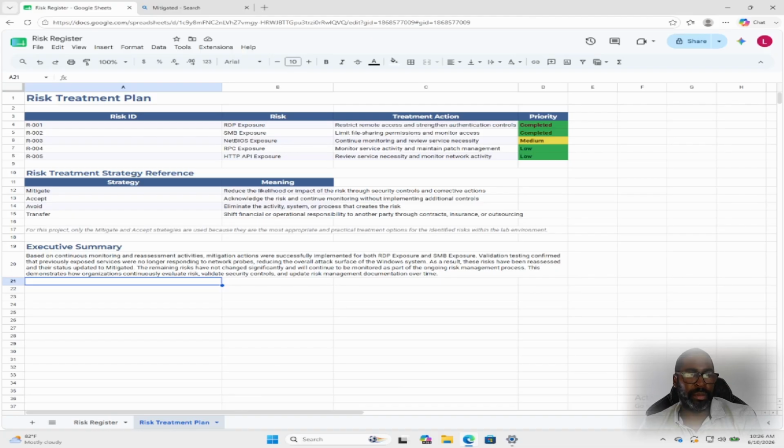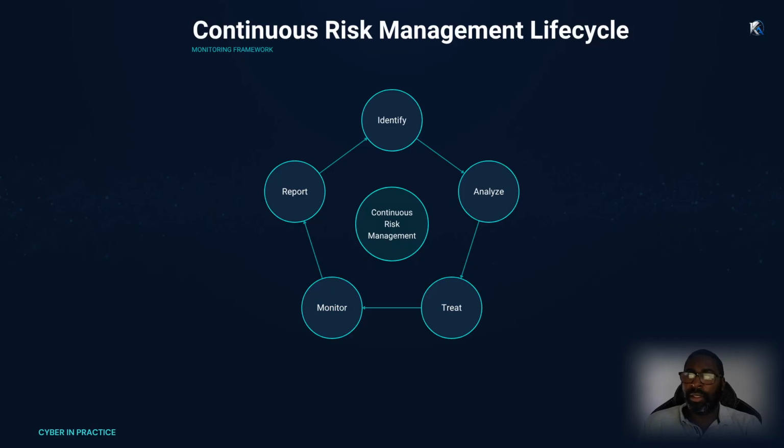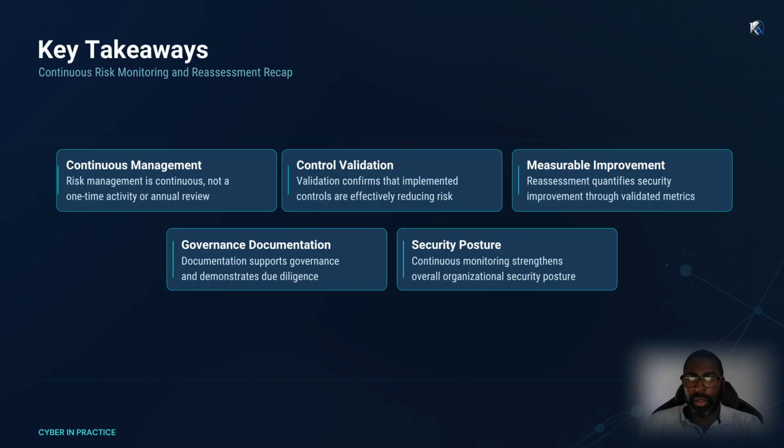Having finished the demo, let's connect it to the continuous risk management lifecycle. This cycle consists of 5 repeating stages: identify a risk, analyze its impact, treat it with a control, monitor its effectiveness, and report the posture to leadership. Then repeat the cycle. To recap episode 25, remember these key takeaways.